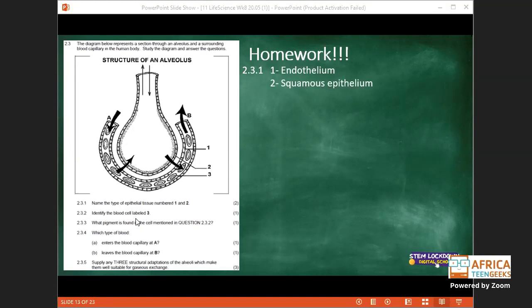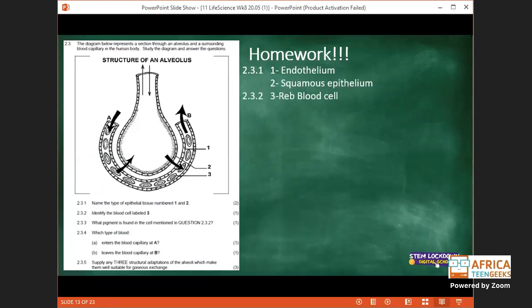Okay, question 2.3.2. Identify the blood cell labeled 3. The blood cell labeled 3. So it is here and also here and here as well. The blood cell labeled 3. Send through your answers, guys. Okay, so we have an answer, red blood corpuscles. All right. So yes, the blood cell in label 3 is our red blood cells, okay?